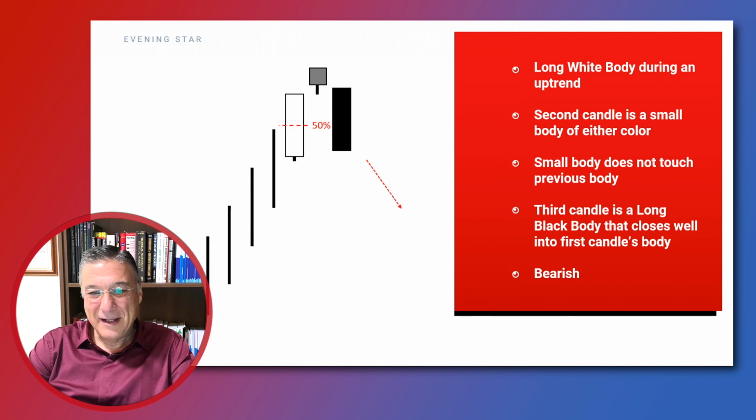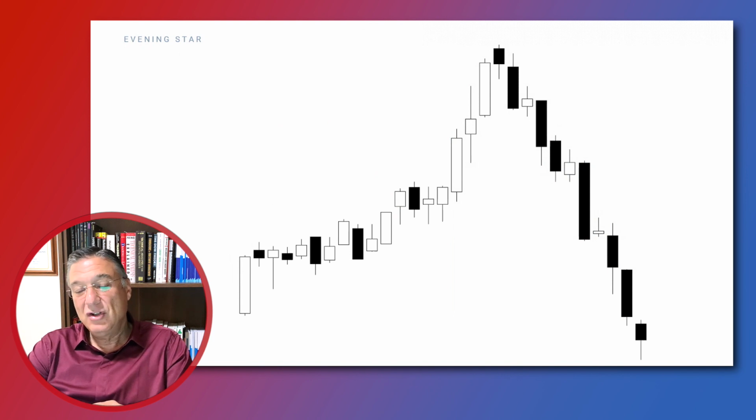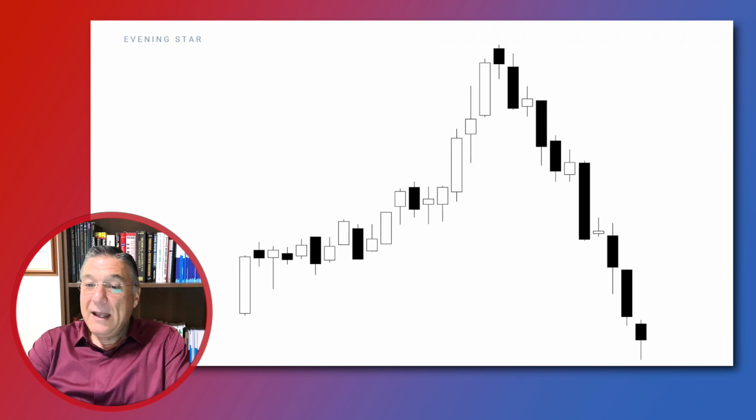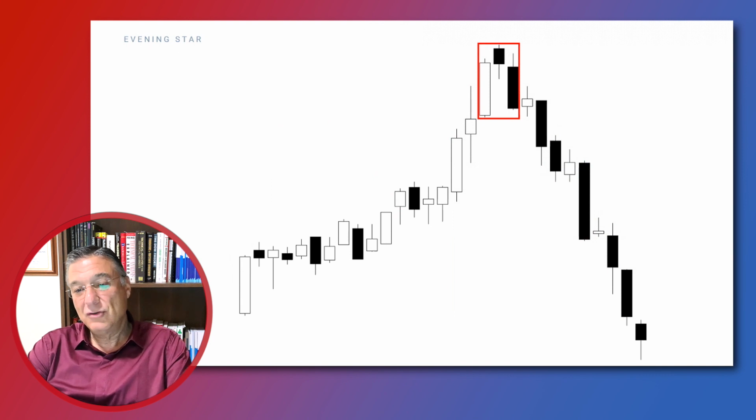And I'm sure that it's not going to be very hard to identify it. Right on the top of the uptrend, right on the top of the rally, a long white body followed by a small black body in this case. The bodies do not touch. This is one of the specs. And the third candlestick is a long black body that closes below the midpoint of the first candlestick. And this, of course, as you witness, caused the market to collapse.